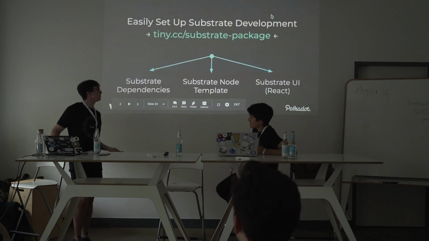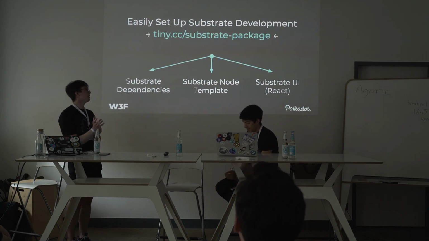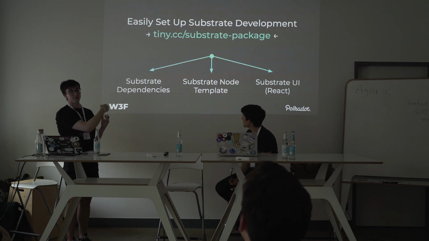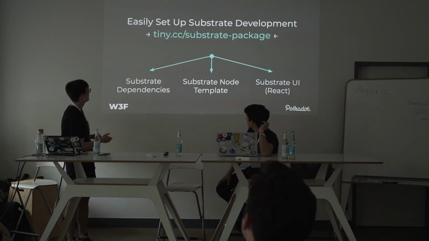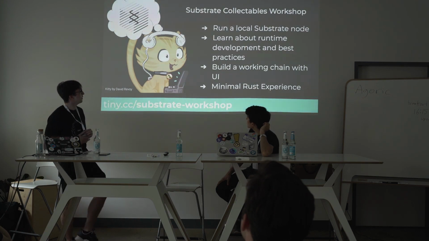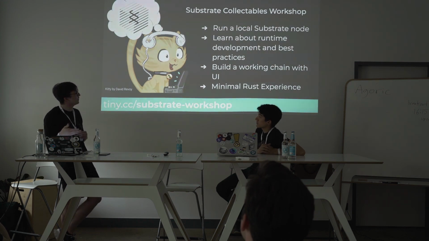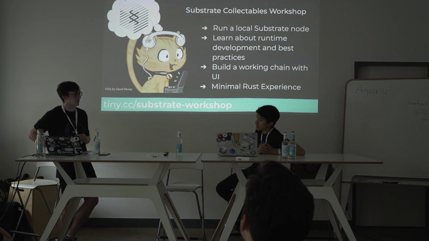So, getting started with Substrate. There's a Substrate package, which basically comes with a node template, the minimal UI that I just showed you that can be extended, as well as all the dependencies. You can get it from this tiny.cc URL. There's also a great collectibles workshop, which this demo is based on, that Sean has written. It'll walk you through the steps from the basics of using Rust and Substrate through to having a live Substrate Kitties chain. And I think you can bring the kitties in auction.